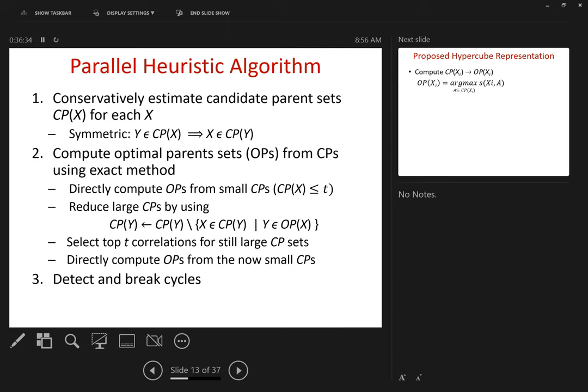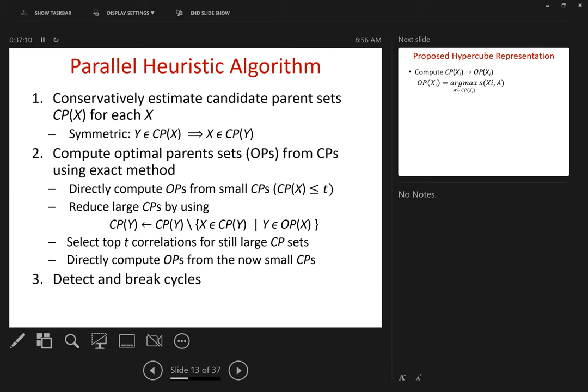So once we do that, we will take each candidate parent set and generate every possible subset, apply the scoring function and figure out the best set of parents and call that the optimal set of parents. So this will take exponential time, 2 to the power the size of the candidate parent set, right? So what we do is that we say, hey, if the candidate parent set size is less than or equal to a threshold T, only then I want to do it. So gather all the genes with candidate parent set sizes less than the threshold, and then do that exponential work for all of them to find out the optimal parents.